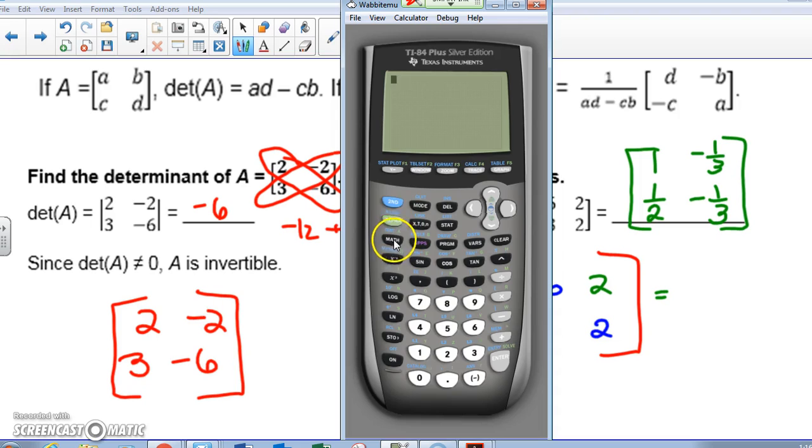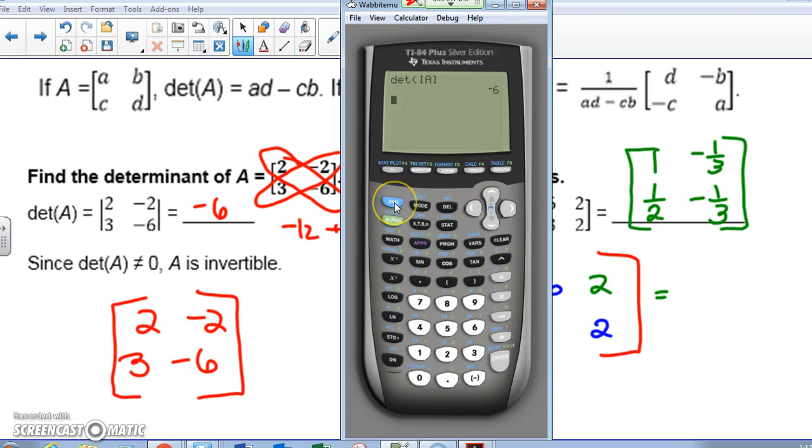So you're going to do matrix. It is an operation on a matrix, so you go to the right one, and it's the very first choice. Everybody see determinant? Went into matrix, arrow to the right once. So we're going to hit enter, and then we have to tell it to do that to matrix A. Determinant of matrix A. So you have to put the name A there, and you get negative 6. Everybody good? That's how you find the determinant.